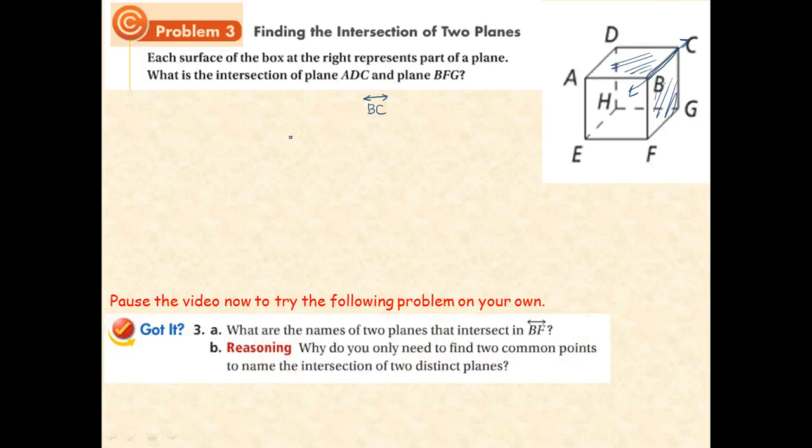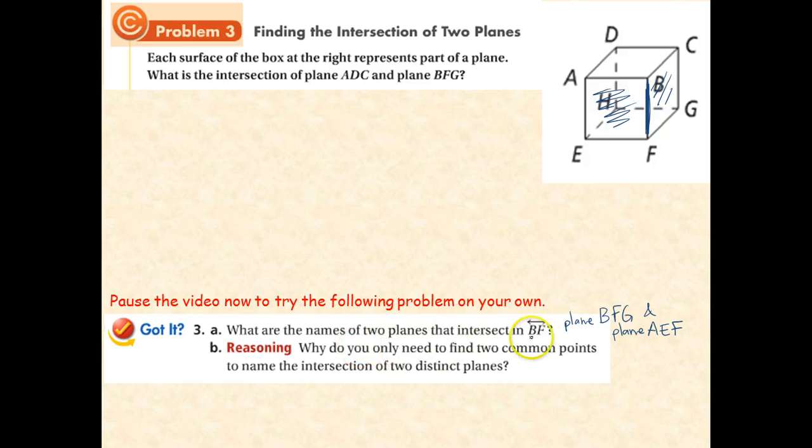Pause the video and try this. So A, what are the names of two planes that intersect in line BF? Well, here's line BF. Looks like we've got this plane here and this plane here. So we just need to name those planes. So we can say plane BFG and plane AEF. How about that?